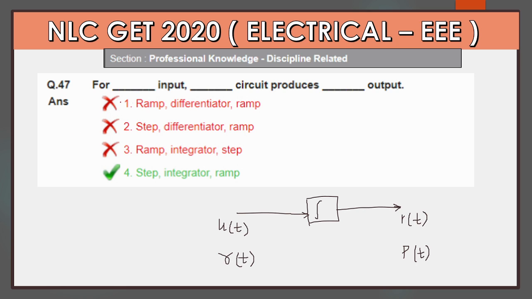Next question, for dash input, dash circuit produces dash output. So if you take the integrator type system, if you apply the step input, it will give you ramp output. If you apply the ramp input, it will give you parabolic output. So the last option will be correct.